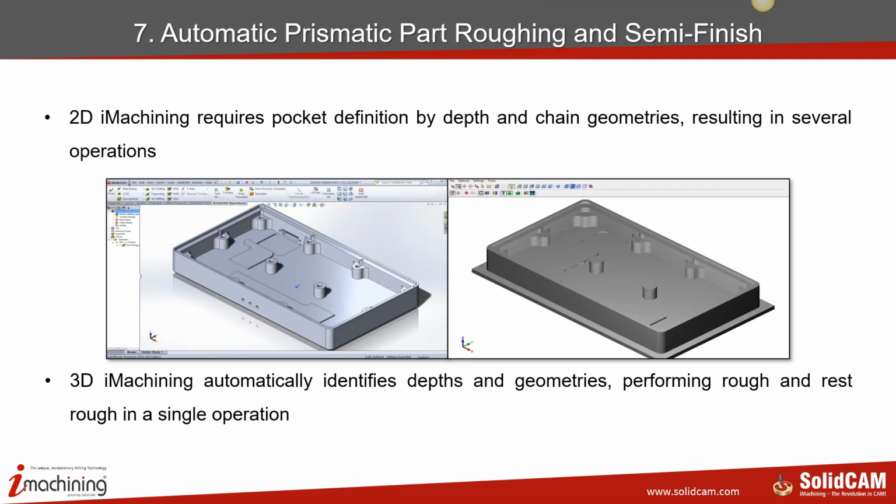iMachining 3D can also be used for machining prismatic parts. If you don't want to manually select the pockets or curves, you can simply apply iMachining. iMachining will do exactly what 2D iMachining will do, minus the scallops. It will not generate any scallops for prismatic parts, and it will machine the entire part without any user intervention.